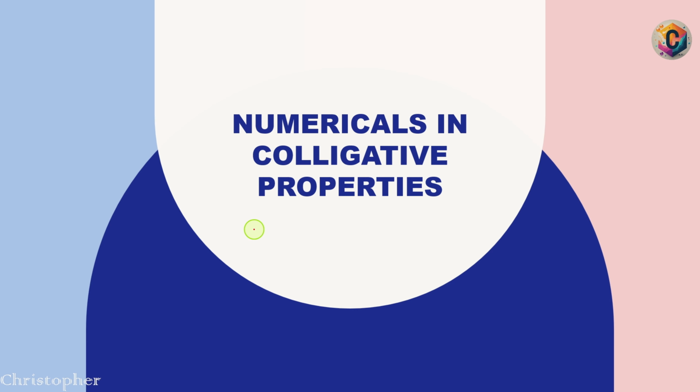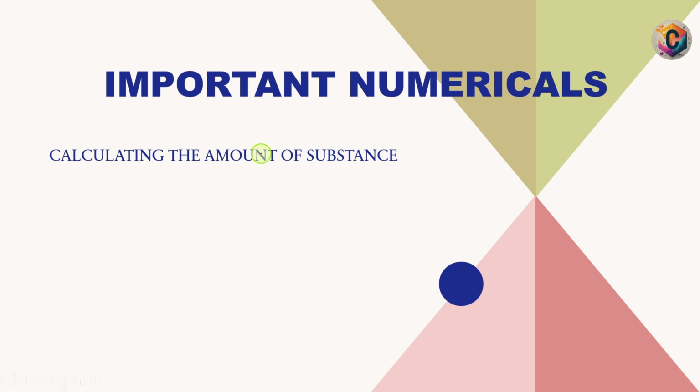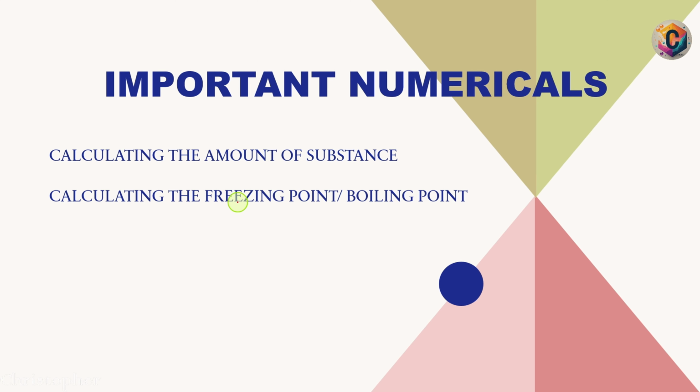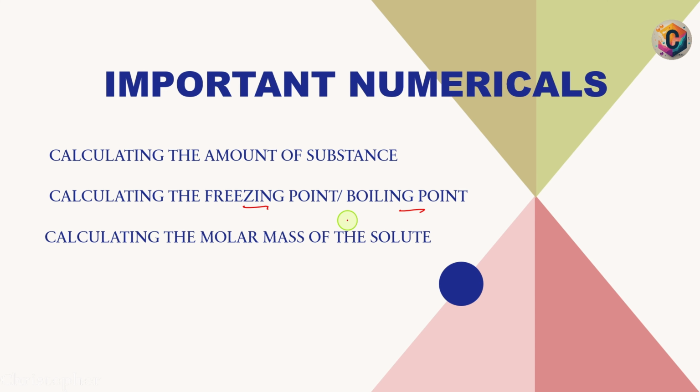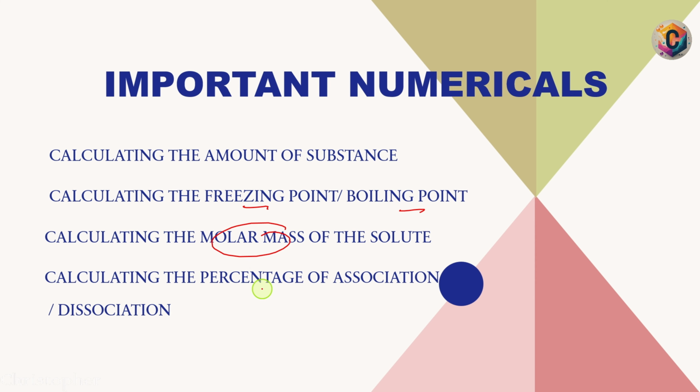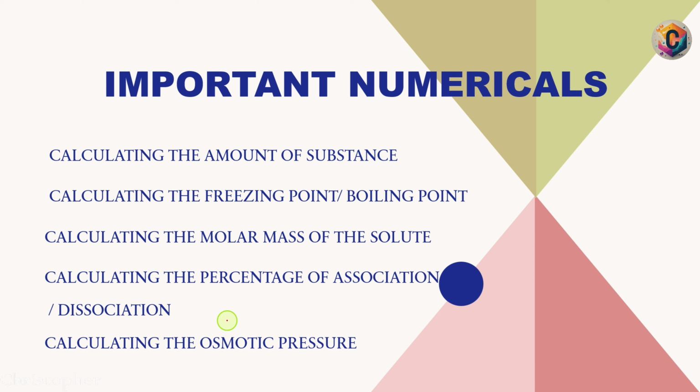In this video, I am going to discuss a few numericals in colligative properties: how to calculate the amount of substance required, how to calculate the freezing point and boiling point of the solution, how to calculate the molar mass, how to calculate the percentage of association or dissociation, and calculating the osmotic pressure. Watch this video till the end so that you can surely get a minimum of 2 to 3 marks in your public exam. So these are highly expected topics.